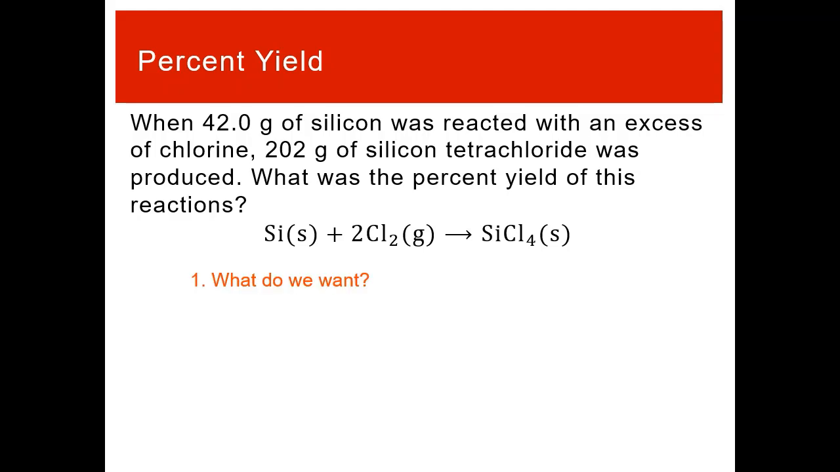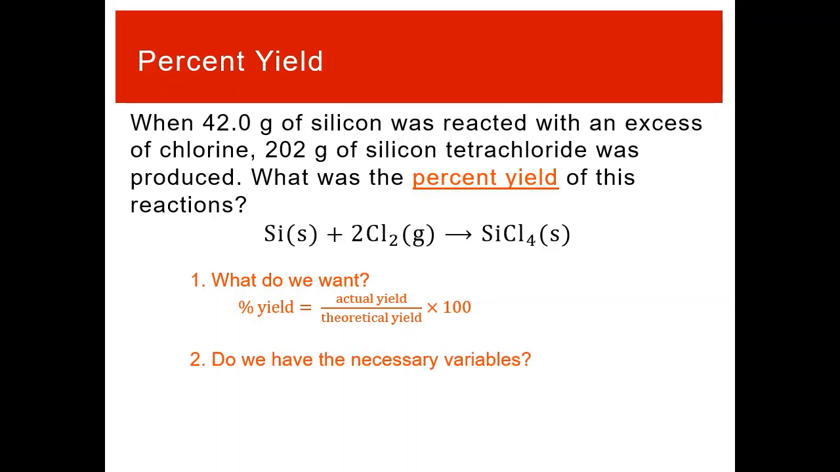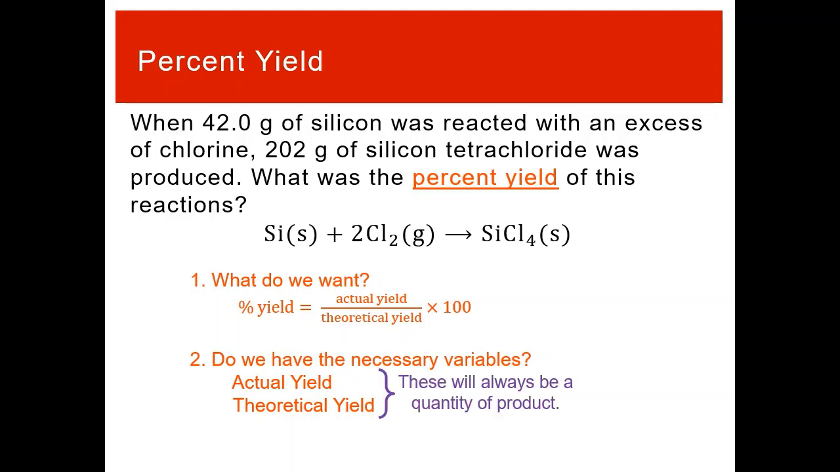All right, what do we want? Percent yield. Because it's percent yield, we know that's an equation. And so we really just need two other variables. We need our actual yield and we need our theoretical yield. Okay, so do we have those? If it's yield, we're looking for a mass of product. The product in this case is going to be SiCl4, our silicon tetrachloride.